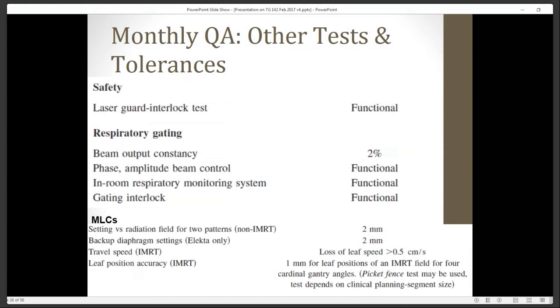All right, so other tests and tolerances with the monthly QA. These include some safety tests for laser guard, and then gating and MLCs.